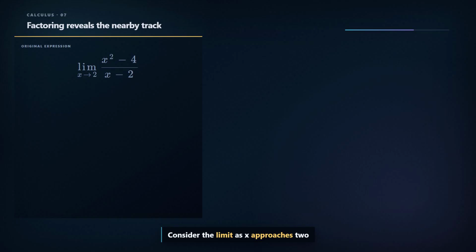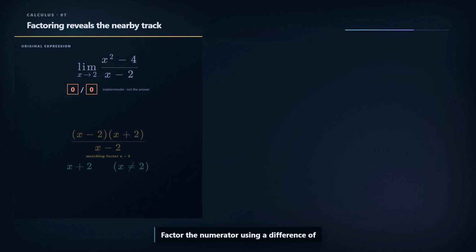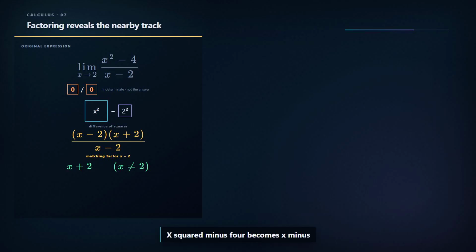Consider the limit as x approaches 2 of x squared minus 4 divided by x minus 2. Substitution gives 0 over 0. That is not the answer. Two vanishing pieces are competing. Factor the numerator using a difference of squares. X squared minus 4 becomes x minus 2 times x plus 2.